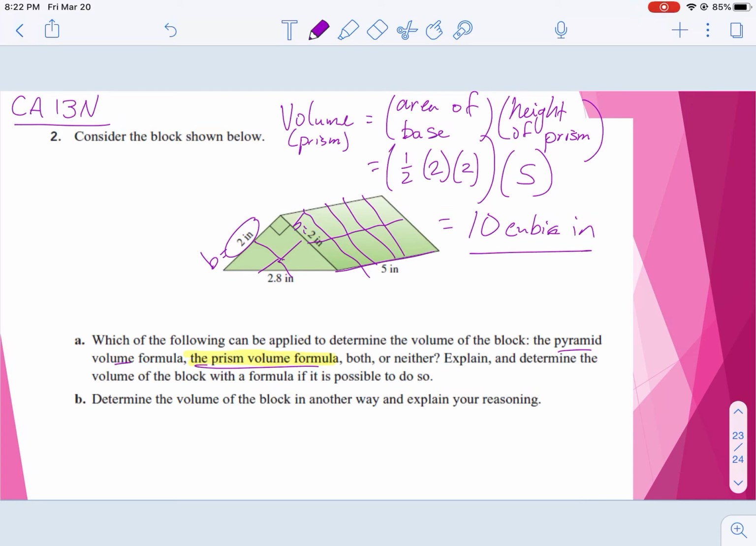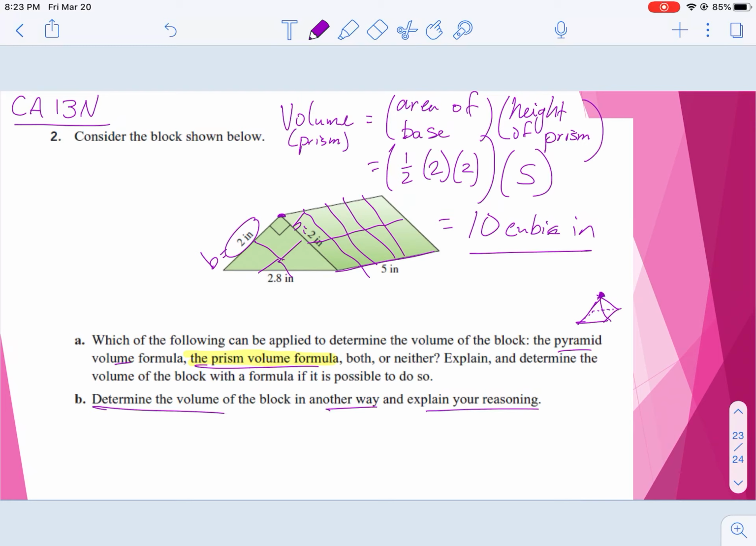Why don't we use the pyramid formula? Remember, a pyramid has to come to a point and then have a base. So if we had triangles all the way around, say a square base, then we would use that. This, you might say, well, this comes to a point, but not like this, where there are triangles coming to a point. And so we do need to use the prism volume formula.